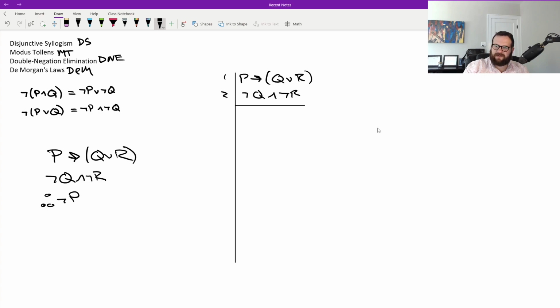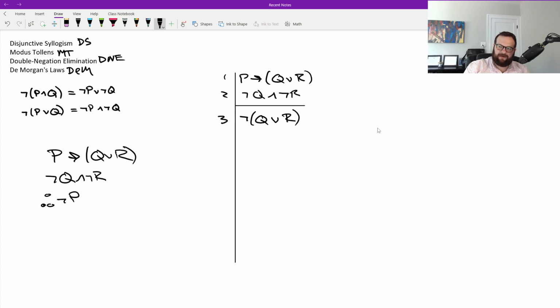That's 1 and 2. So the first thing I notice once I'm looking for this pattern of De Morgan's, I see, oh, look, I have this, right? Not Q and not R is that same pattern, which means I can transform it into this, okay? So I'm going to do that. It's not the case that Q or R.